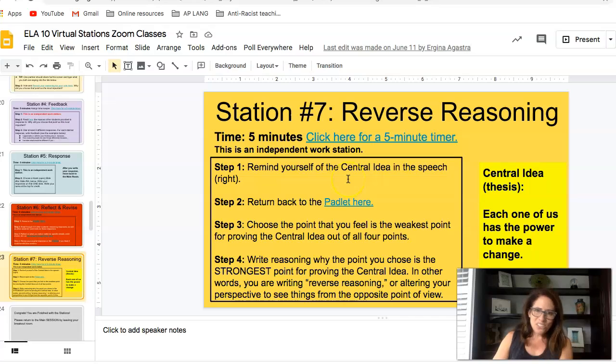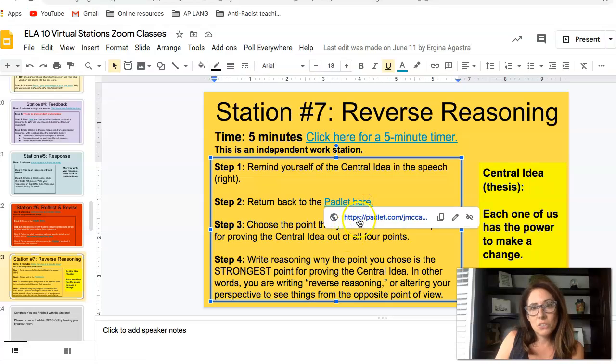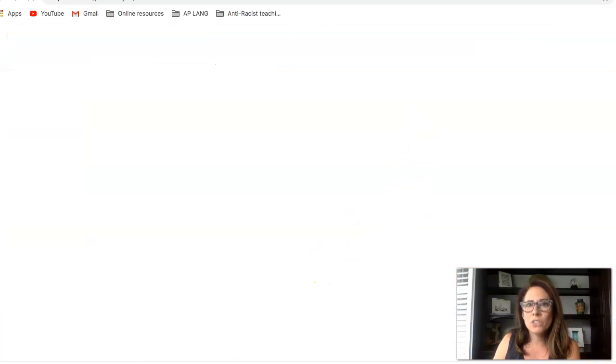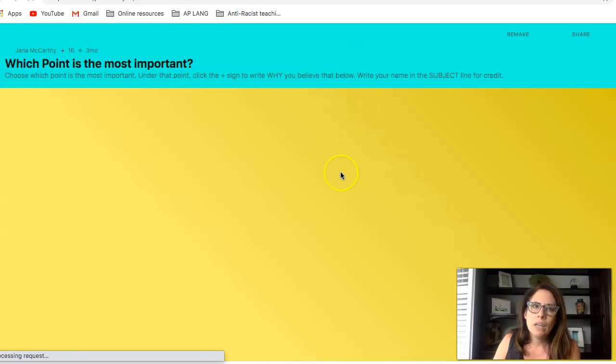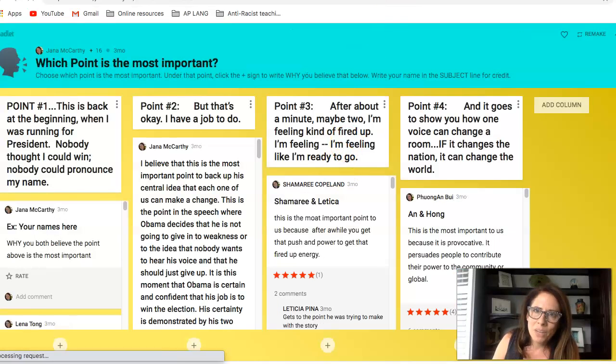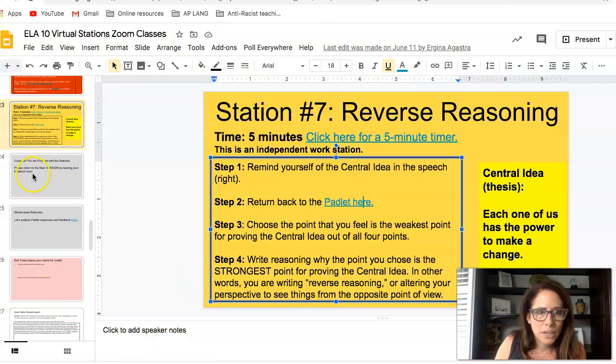And I added this station. It just kept growing, this lesson, but it was so rich. Again, back in the Padlet, they were going to reverse reason. Whatever point they thought was the weakest point, they would have to prove that it was the strongest. That was a challenging station for students to get out of their comfort zone and argue the opposite. But again, they went deeper into this Padlet and continued with the writing.